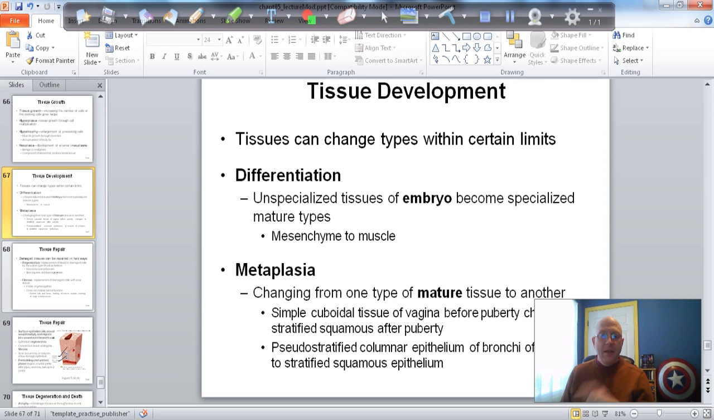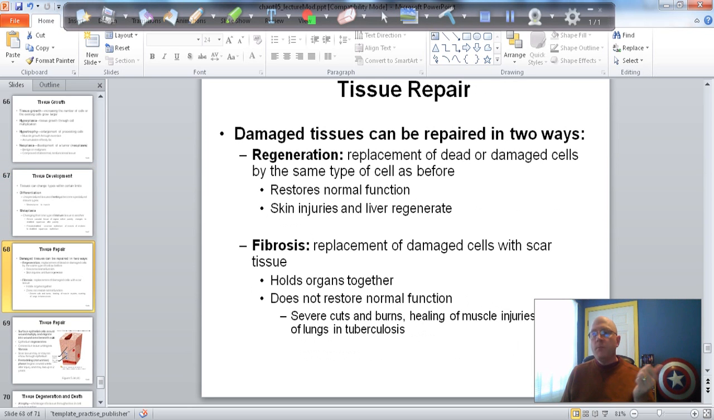Okay. Next one, tissue repair. We get hurt a lot, all right, and the place we're going to get hurt the most is what's closest to the environment, so that's our skin. And we see these two forms of repair happen fairly often. Regeneration, you replace dead or damaged cells with cells of the same type. So cut your skin, when it heals, you have skin cells there. The same skin cells, and hopefully in the same proportion.